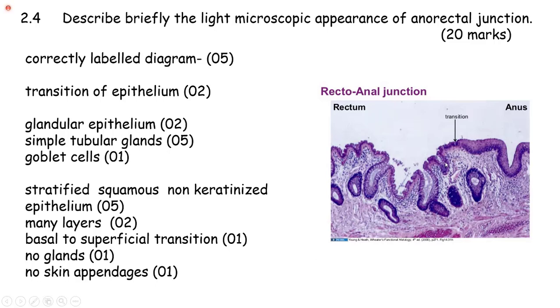Your answer should have the sentence that there is a transition of epithelium. Epithelium changes from here to there, right? Transition, that is a technical term that we use, right? And if you have indicated the point of transition, much better, right? Like this in this diagram. And then you have to label all these things and describe the two types of epithelia that you will see here. That's all, right? So that will constitute your answer. Okay?